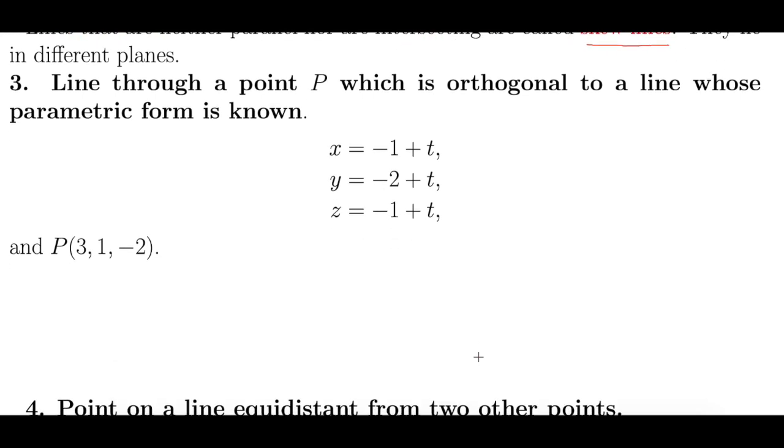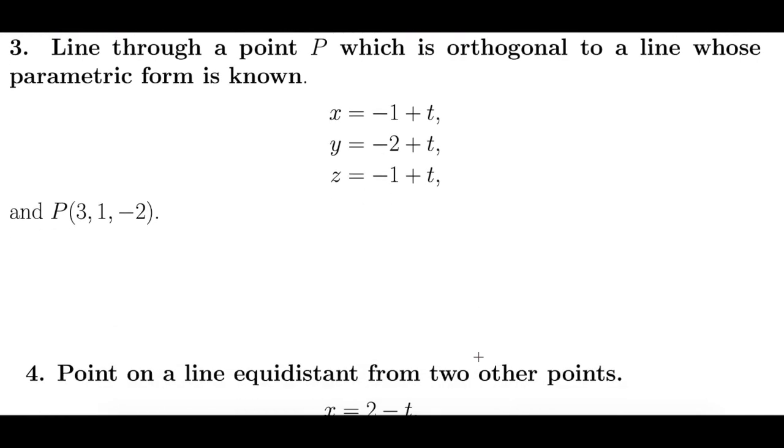Okay, now we are interested in another type of problem. We are looking for a line through point P which is orthogonal to the line whose parametric form is known. So we are interested in a line through this point and orthogonal to this one. So what is the direction vector here? What are the coefficients of t? 1, 1 and 1.